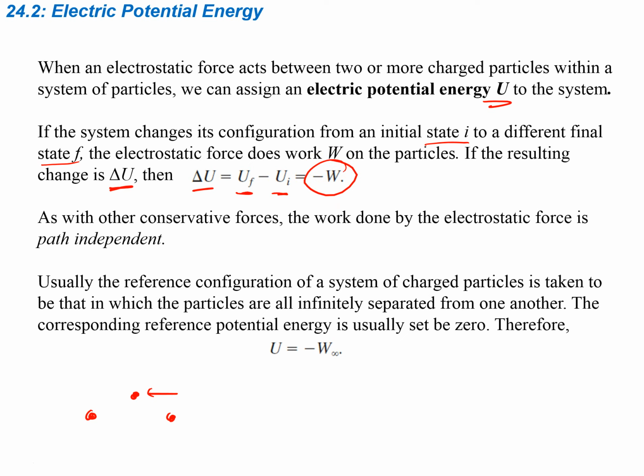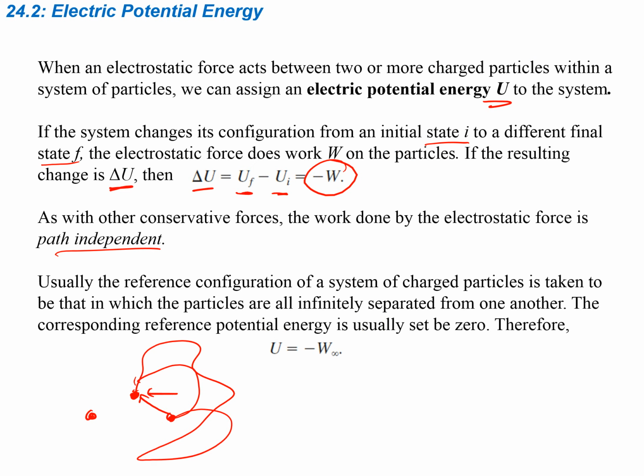So as with other conservative forces, the work done by the electrostatic force is path independent, which means if this object was moving from there to there, it can take this path, it can take this path, it can take this path. It doesn't matter. All we care about is the initial state and the final state.